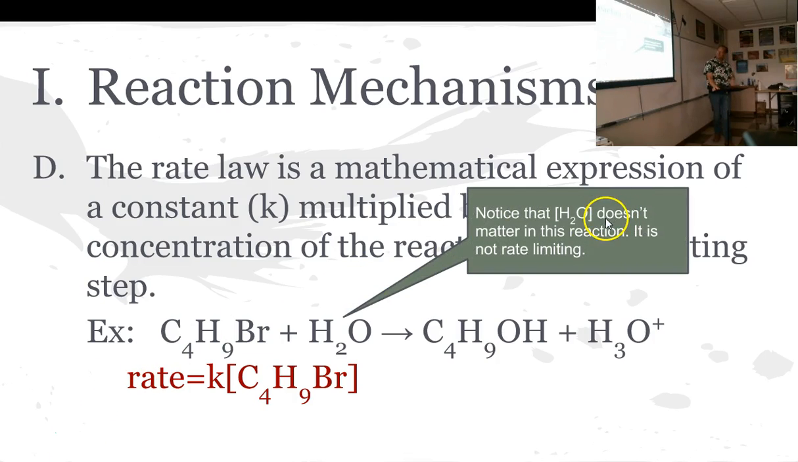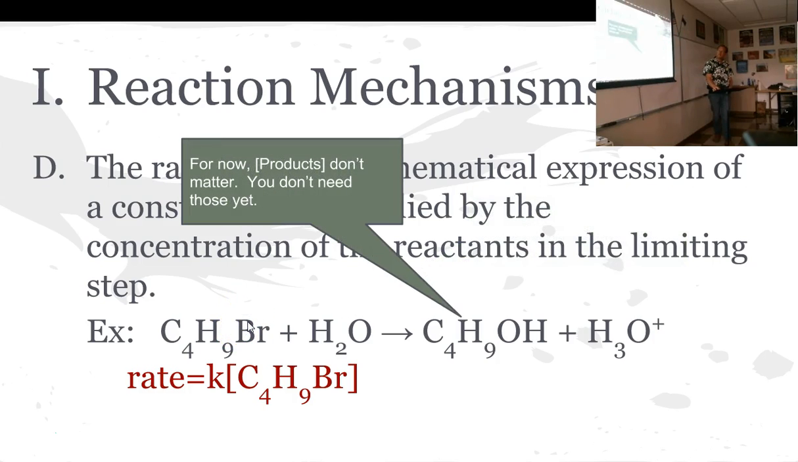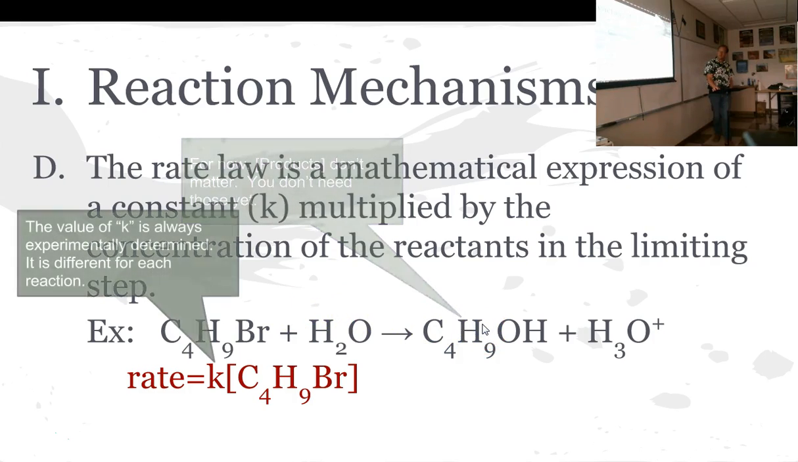So notice that the concentration of water doesn't matter in this reaction. It's not rate limiting. So we could have as much water or as little water, and we might not get as much product if we don't have enough water, but it doesn't make it go faster. So we've identified the rate limiting step. We've said it's not the amount of water that does it, it's the amount of this substance that does it. Okay? And for right now, the concentration of products don't matter for this example.